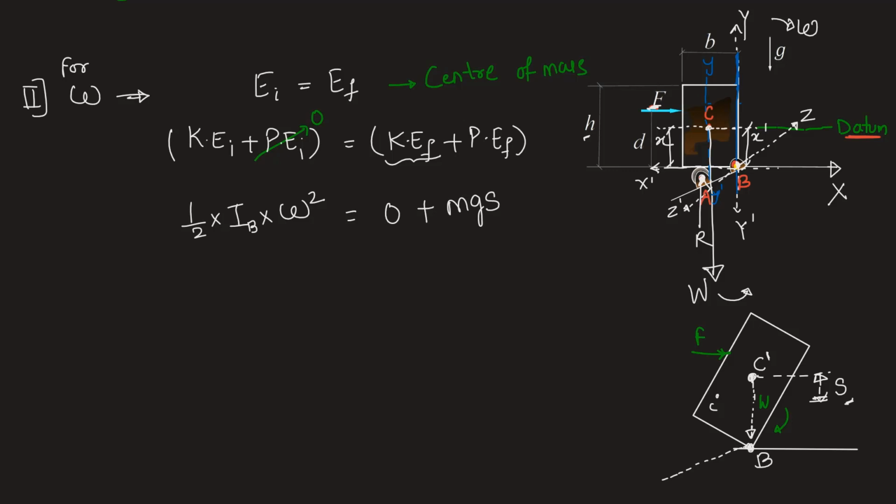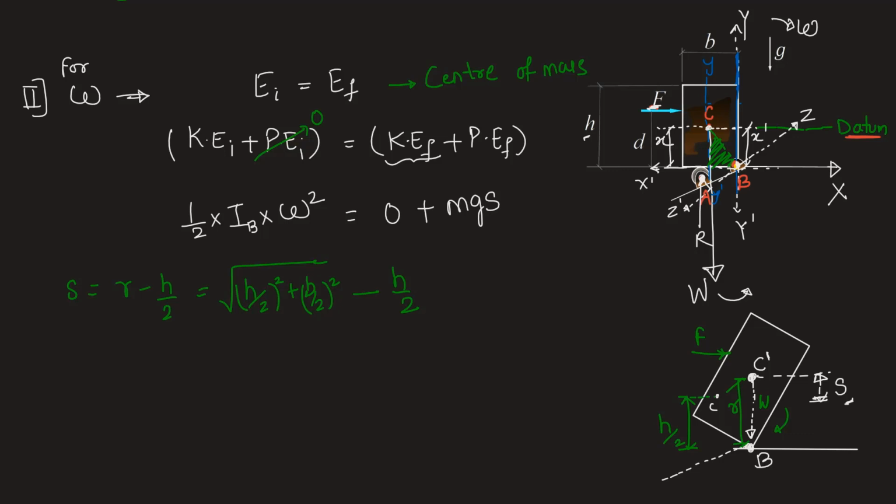Now we can find out S because we know this distance. This inclined distance we can find out by considering this right angle triangle here. Let that distance be R. We can find out R. Also, we can find out the initial height of the center of mass from the base of the block, which is nothing but h by 2. So S will be this R minus h by 2. R can be calculated as under root of h by 2 square plus b by 2 square. Don't forget to take the half of h and b, minus h by 2.